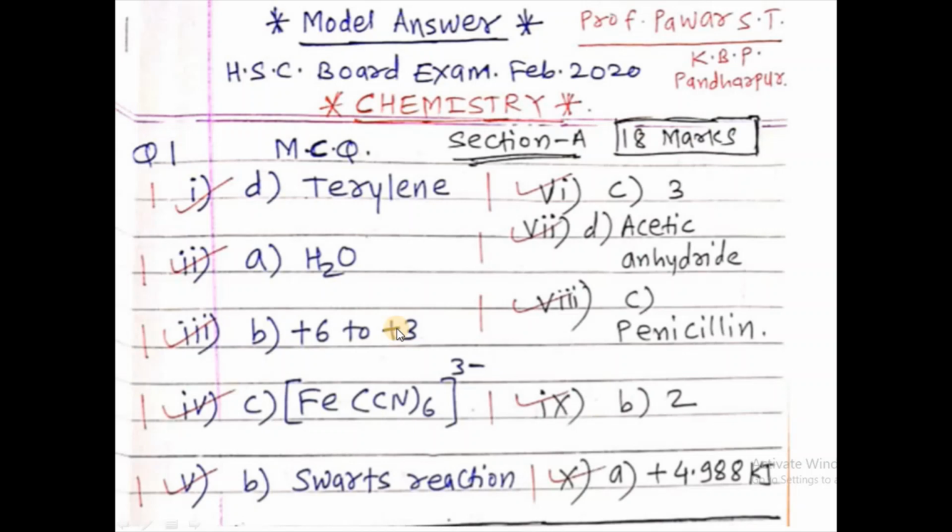Then question number 5, MCQ number 5: conversion of methyl chloride into methyl fluoride is known as. That means it is a halogen exchange reaction, and chlorides are converted into fluorides. The options are given: Finkelstein reaction, Swarts reaction, Williamson synthesis, and Wurtz reaction. And there are 2 reactions in which halogen exchange takes place, and these are the Finkelstein reaction and the Swarts reaction.